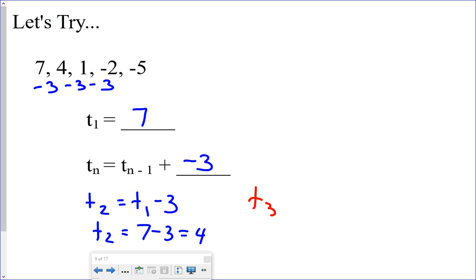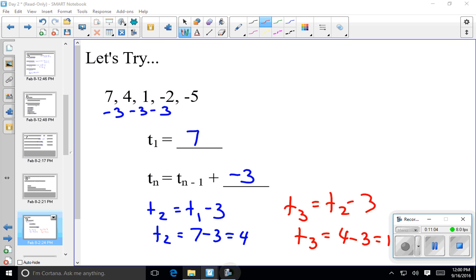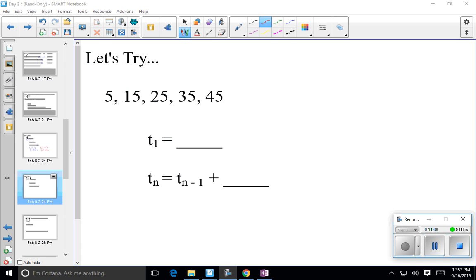Does the third term equal the second term minus 3? So does the third term equal the second term of 4 minus 3? Yes, it does. So I will continue to do examples for you in this video.